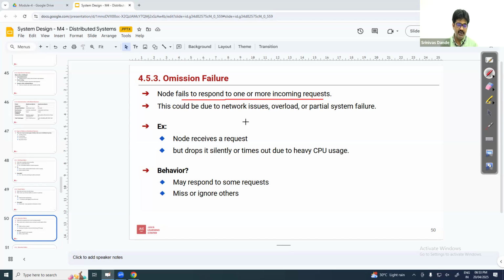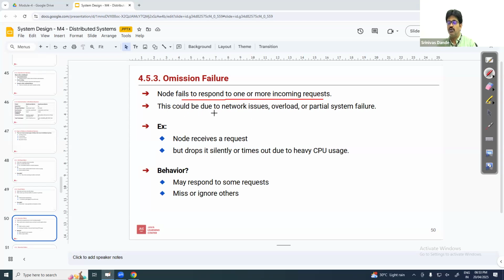We use the term drop the request. It can drop some of the requests, so it is not responding to your requests. That doesn't mean the server is not working or has crashed. Maybe the server is running but currently has a lot of load, and because of the heavy load, it is dropping other incoming requests. So in that case, we can't immediately say that it has failed.